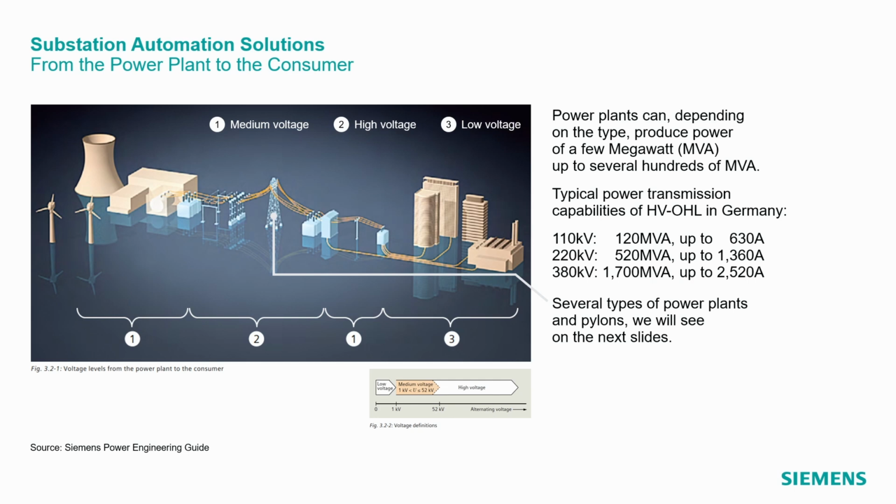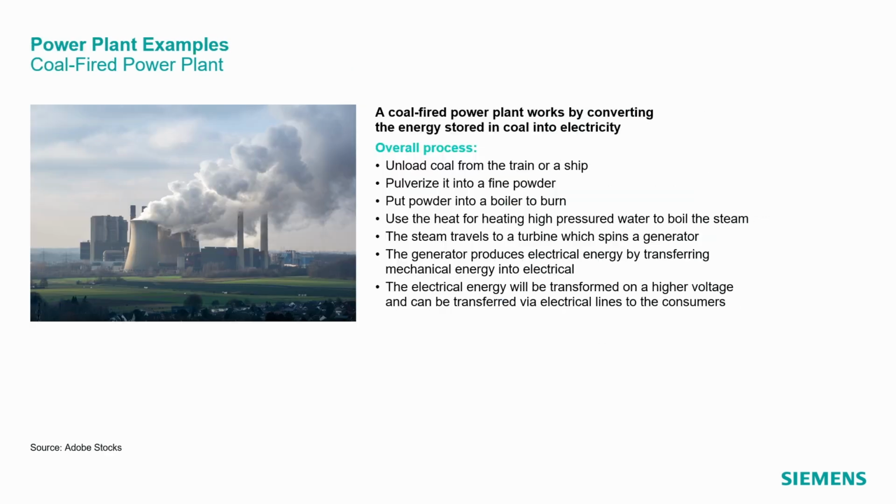Now we had a short overview of the complete path. So let's start from left to right and see some types of power plants. The first type of power plant I want to talk about is a coal-fired power plant. In these types of power plants, heat will be produced by burning coal. The coal is transported via ships or trains from the mining to the power plant. The coal will be pulverized to burn more efficiently.